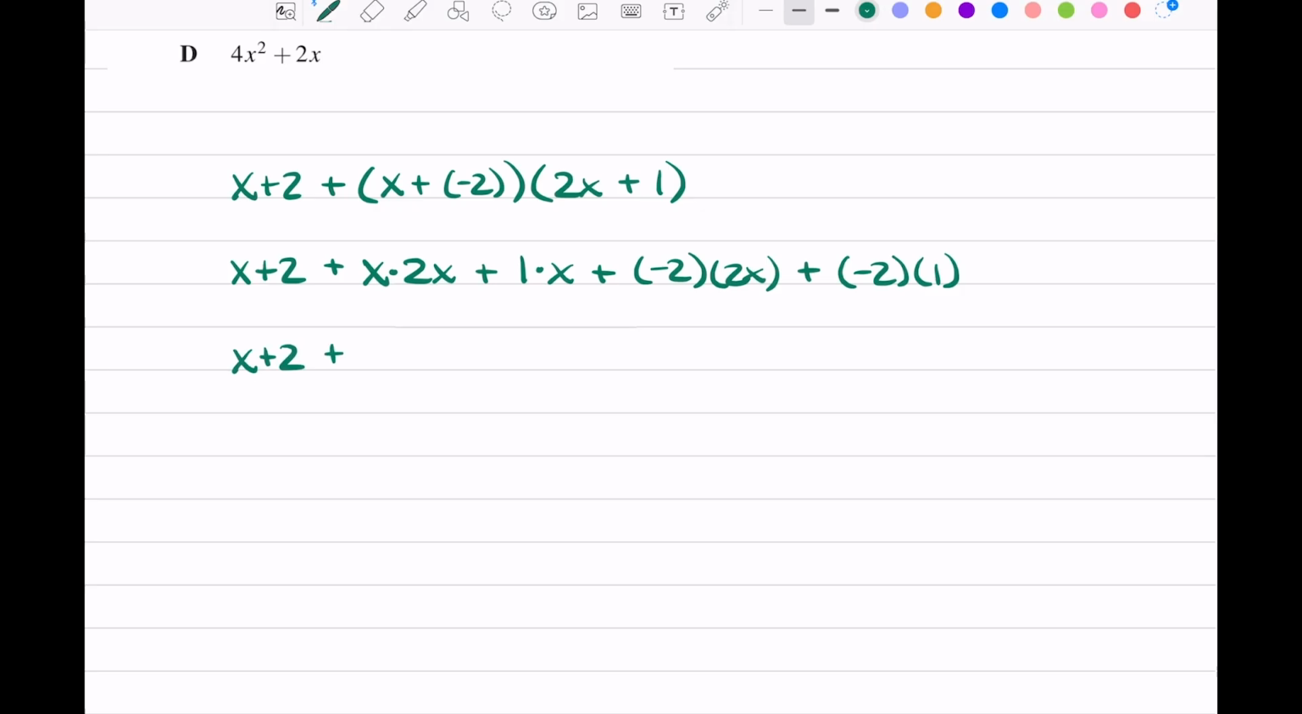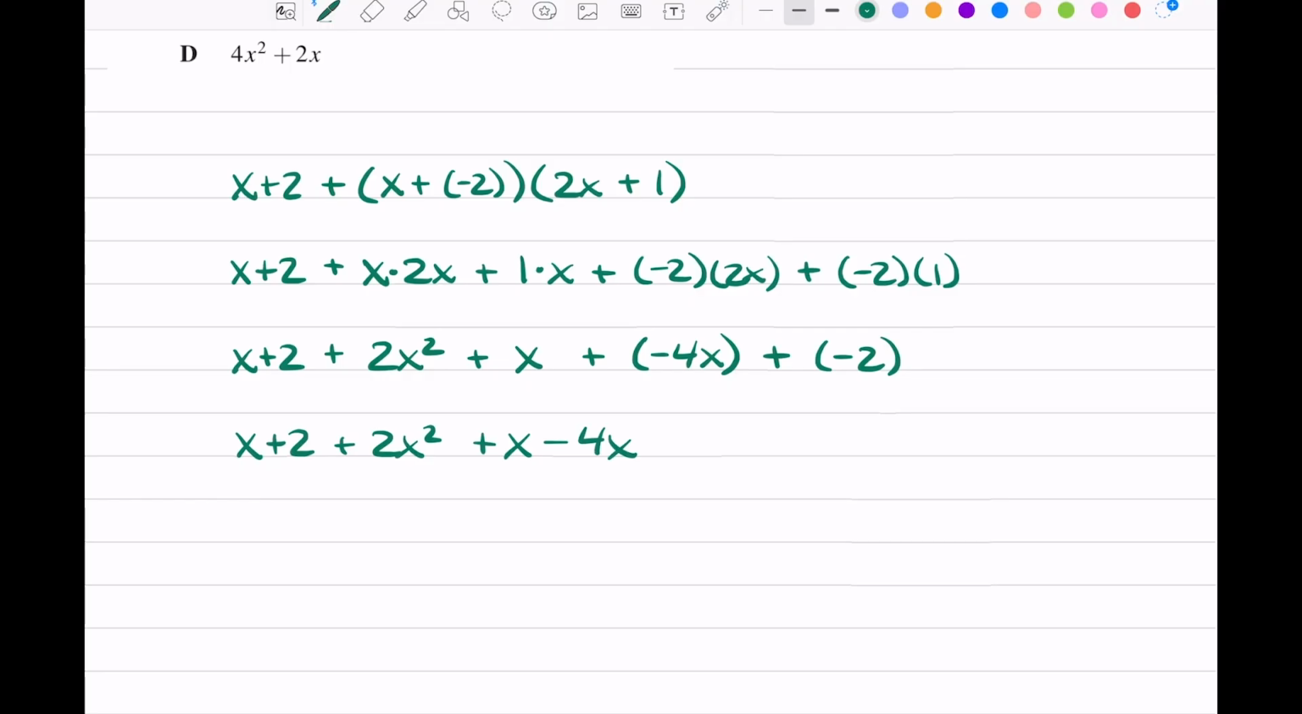x times 2x gives us 2x squared. 1 times x gives us x. Negative 2 times 2x gives us negative 4x. And negative 2 times 1 gives us negative 2. Simplifying this, we have 2x squared plus x and plus negative 4x, which is the same as minus 4x, and plus negative 2, which is the same as minus 2.